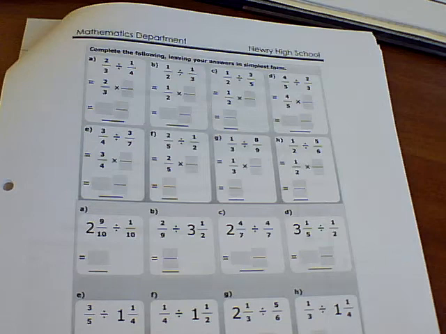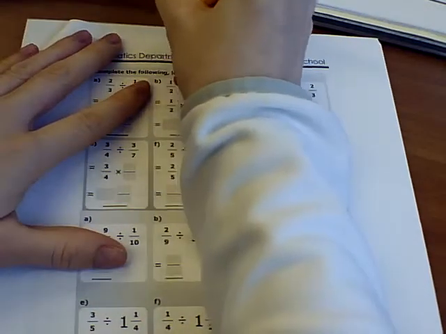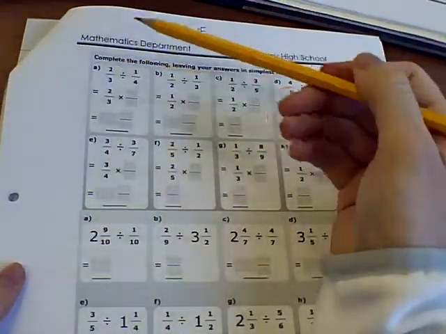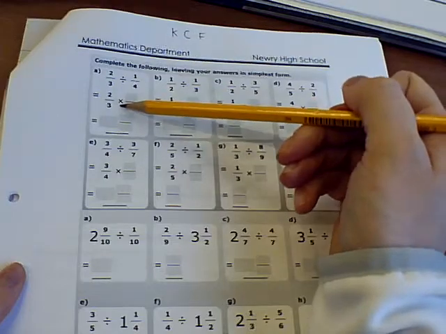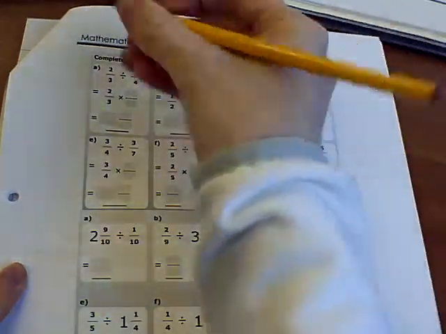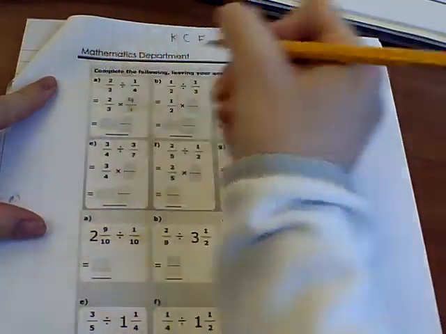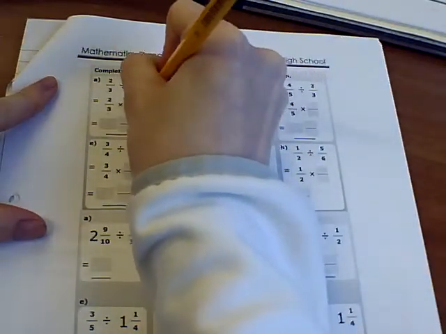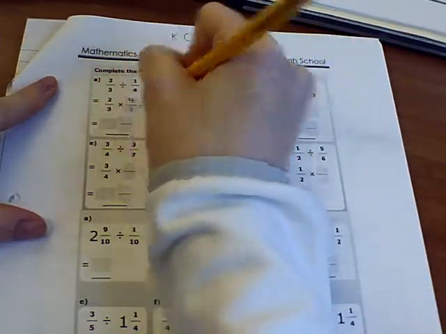Homework corrections for page 17. This time we're looking at dividing fractions, so our rule is going to be keep, change, flip. First one, we're keeping 2/3, we've changed our divide to multiply, and we flip 1/4, that changes to 4/1. Then your multiplying is normal, 2 times 4 is 8, 3 times 1 is 3.